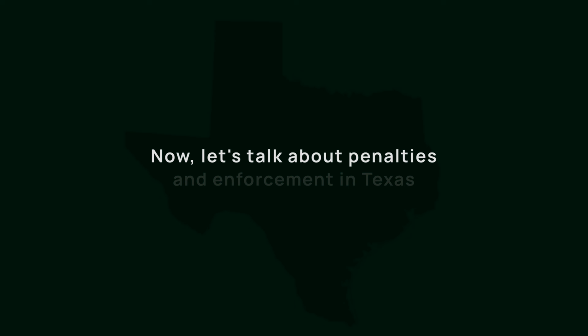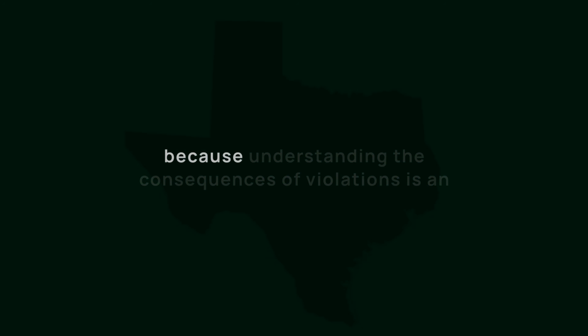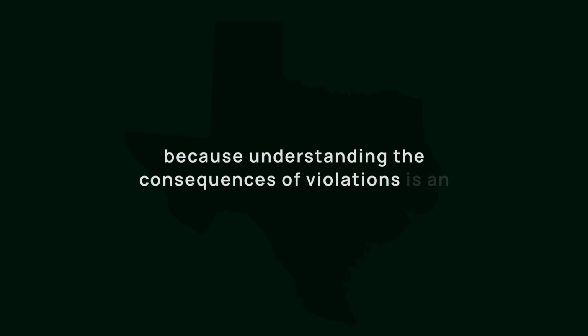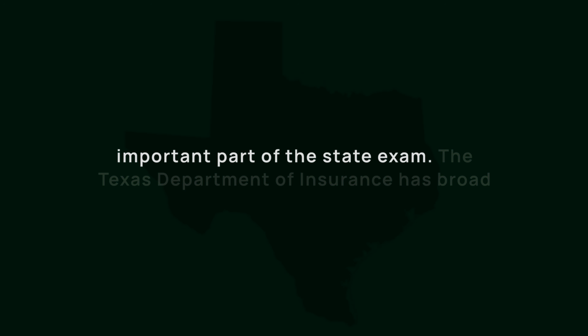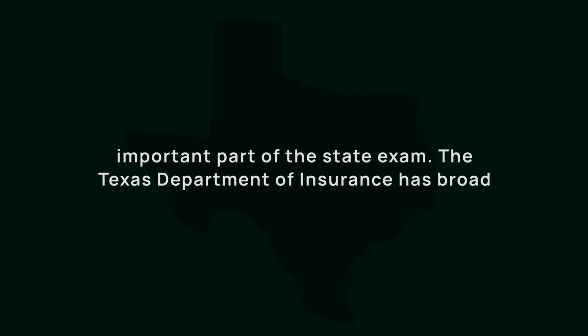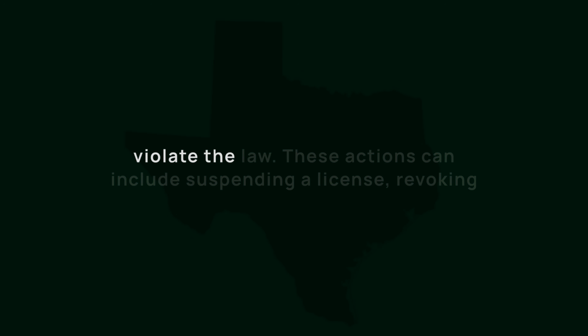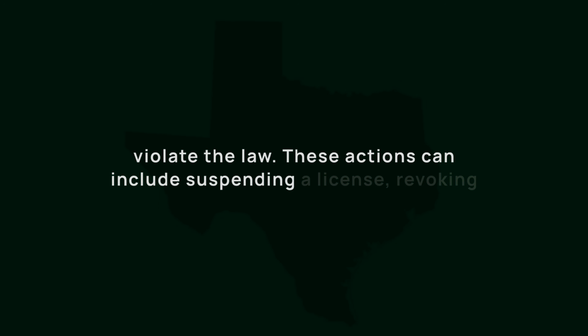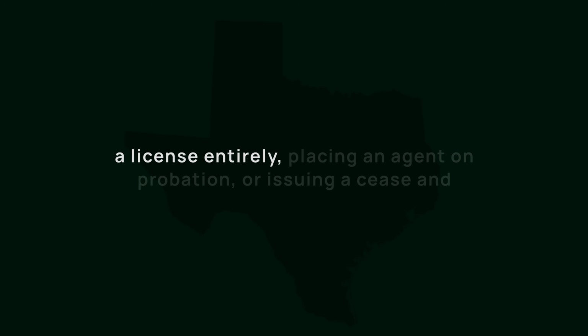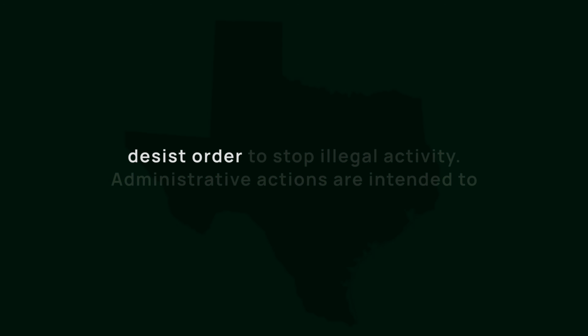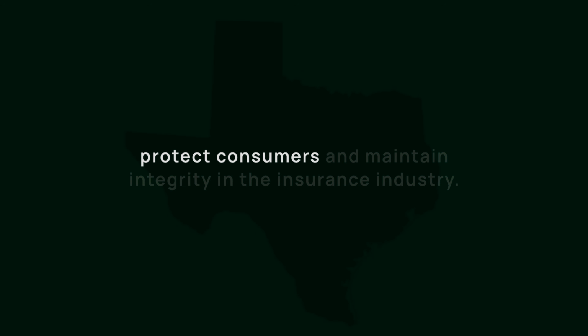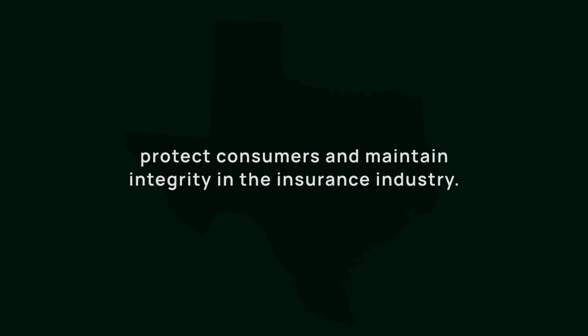Penalties and enforcement. Now let's talk about penalties and enforcement in Texas, because understanding the consequences of violations is an important part of the state exam. The Texas Department of Insurance has broad authority to take administrative actions against agents and insurers who violate the law. These actions can include suspending a license, revoking a license entirely, placing an agent on probation, or issuing a cease and desist order to stop illegal activity. Administrative actions are intended to protect consumers and maintain integrity in the insurance industry.